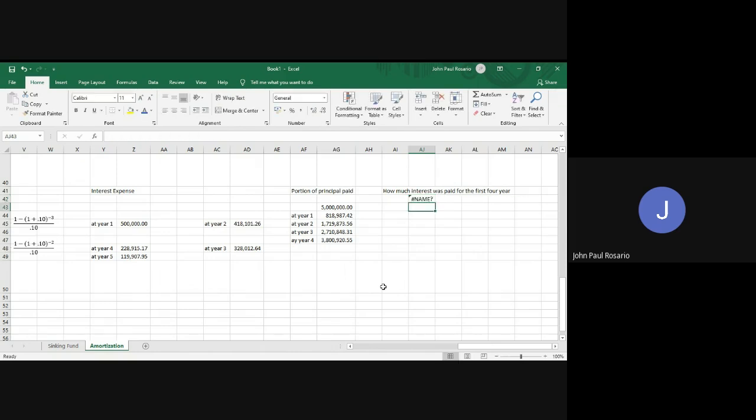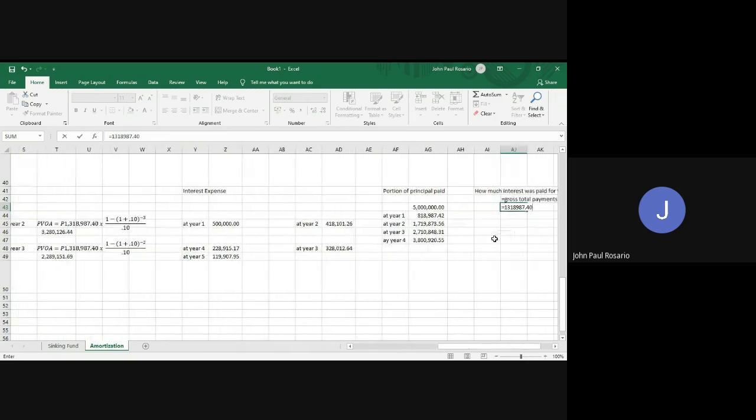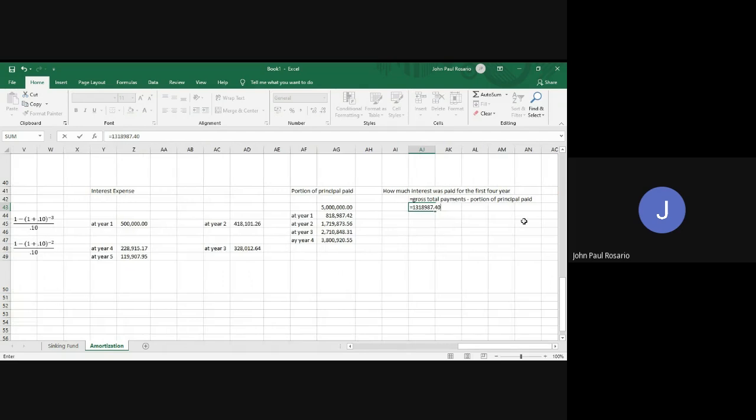Okay. Now for year four, our gross total payments is, that's how much do we pay each year? We paid 1,318,987.40. Okay. It's here. And then we deduct from it the portion of principal paid as of year 4.